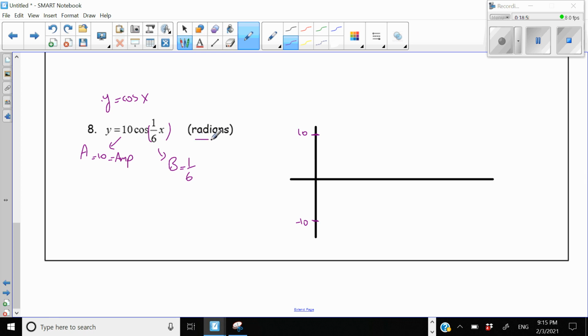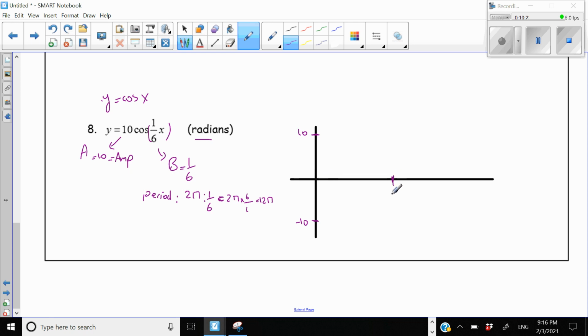Because I'm working with radians, to find the period, we need to divide 2 pi by the b value. So divide 2 pi by 1/6. So it will be 2 pi times 6/1, which is 12 pi. So that means one cycle of my function is going to take 12 pi.